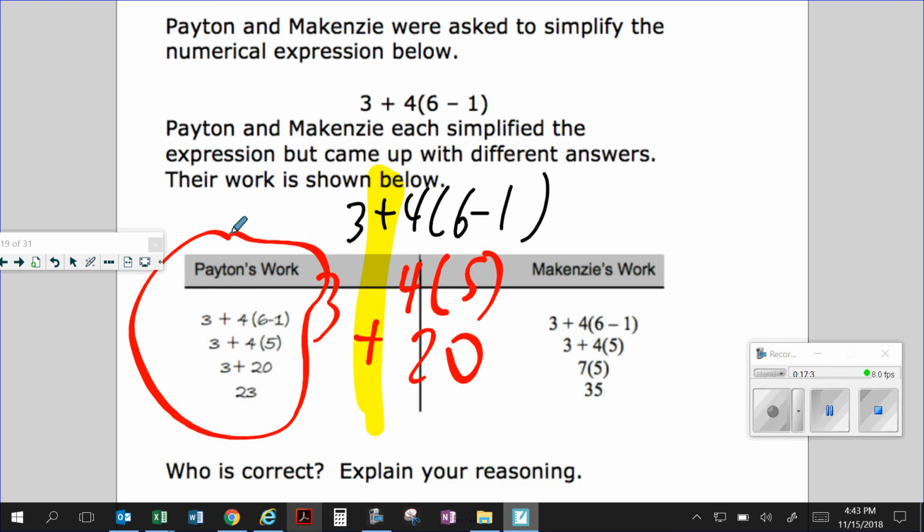23 is the answer. Let's see why Mackenzie. Oh, she didn't highlight this. What she did is she combined the 3 and the 4 right away and times it by 5. No, girl. You have to separate the terms by highlighting the operator.